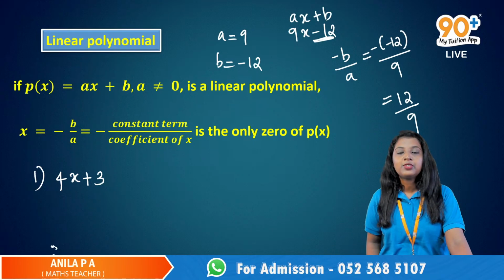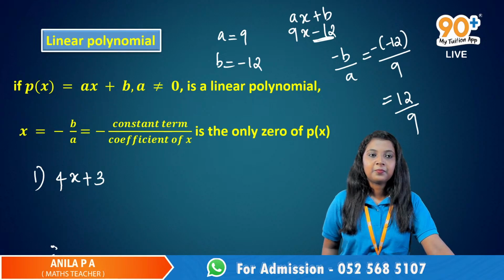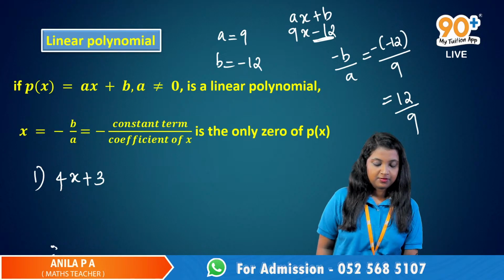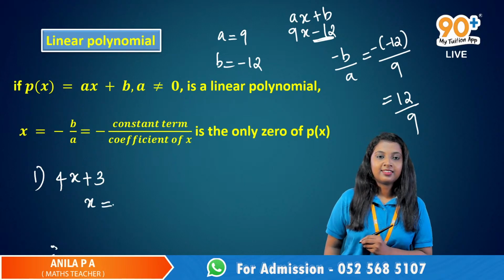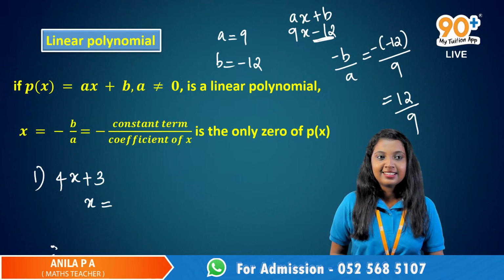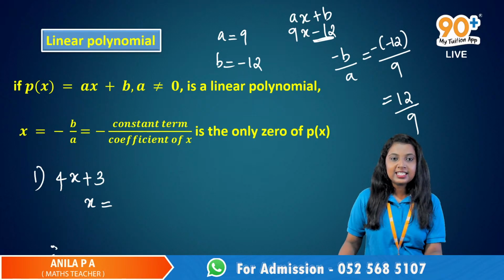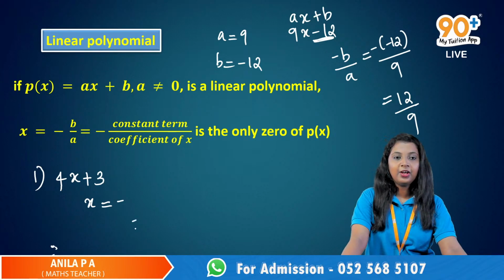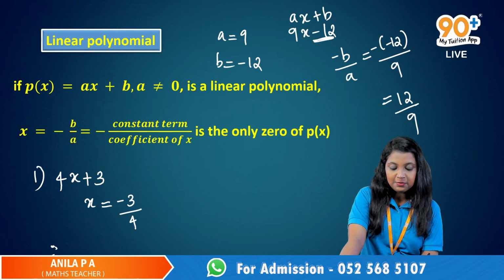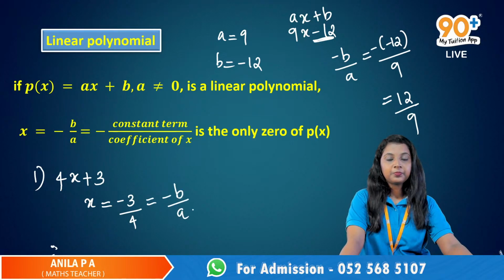Abdul, what is the zero of this polynomial? The zero is minus 3 by 4. Okay, so is this minus 3 by 4 equal to negative b by a?